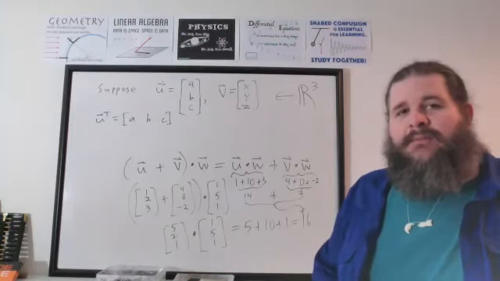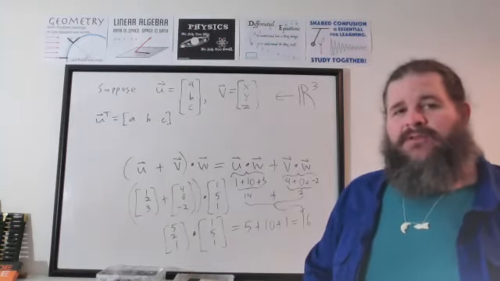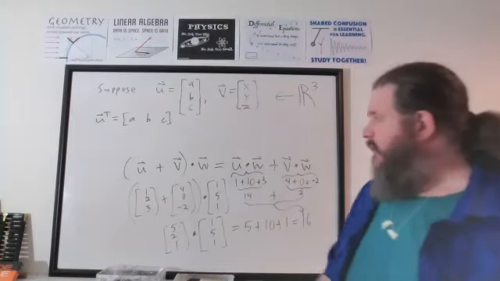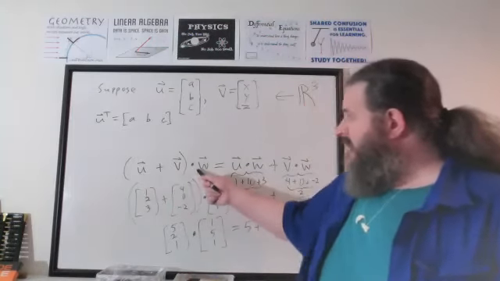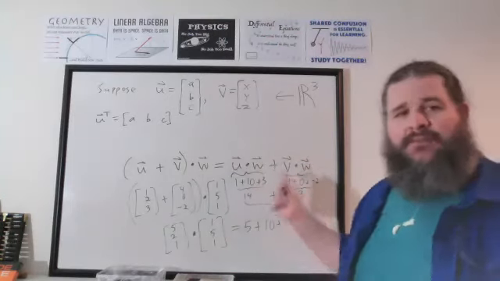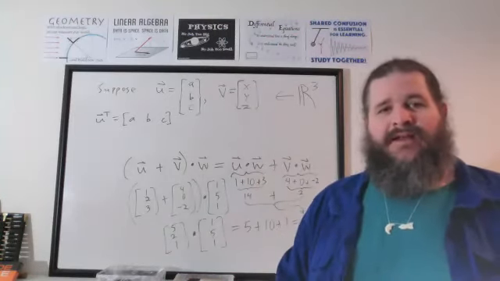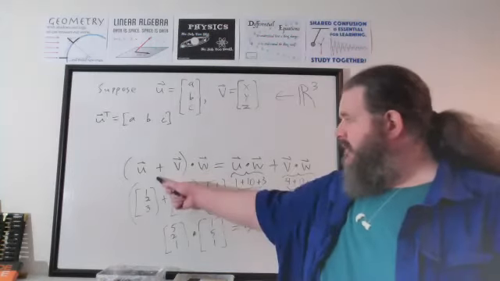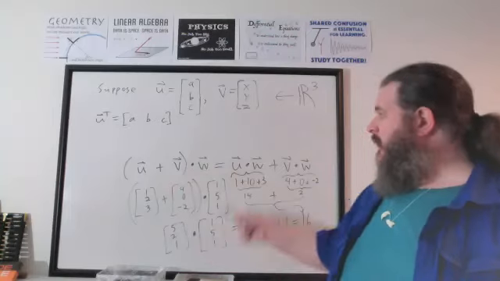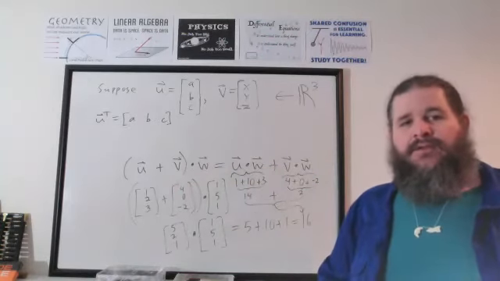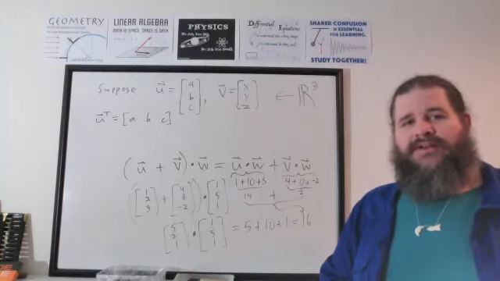Again, using specific numbers means we're not proving it. We're just looking at one specific example, but we can at least see that it's true for this example. That if you add them first and then take the dot product, or if you take the individual dot products first and then add the results, you still get the same final answer. So it doesn't matter if you add the vectors first and then apply the dot product, or take the dot products individually first and then add the result. In other words, dot product distributes over addition.